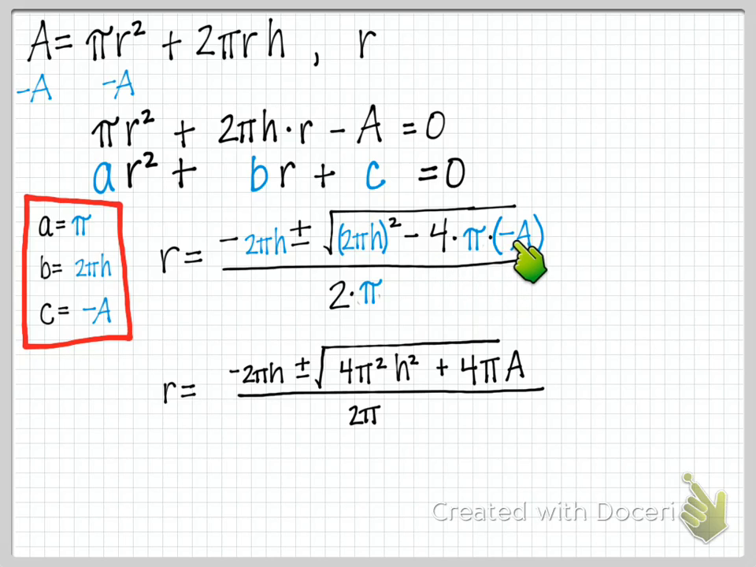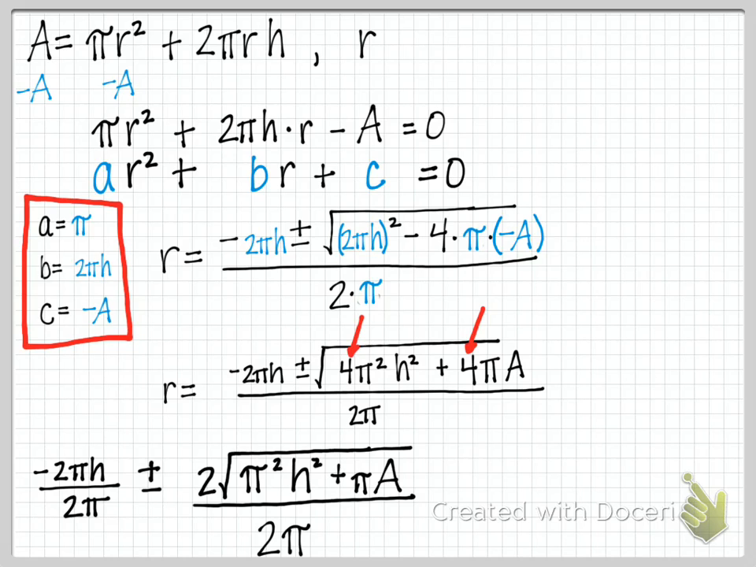Here I'm multiplying this, but I've got a negative times a negative becomes a positive. And what you notice is both of those terms have a 4. So I'm going to factor it out. I also split this up into two fractions, because remember, this means both this first term, negative 2 pi h, and this second group, the square root, are being divided by 2 pi. I do that because it's easier to simplify my fractions.